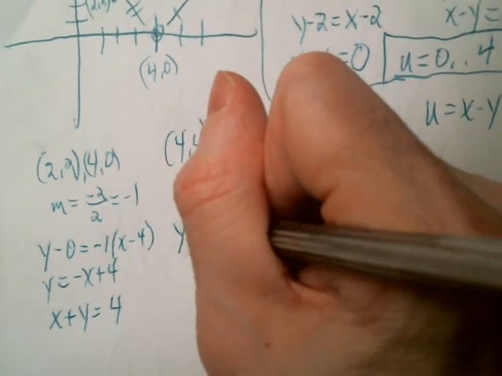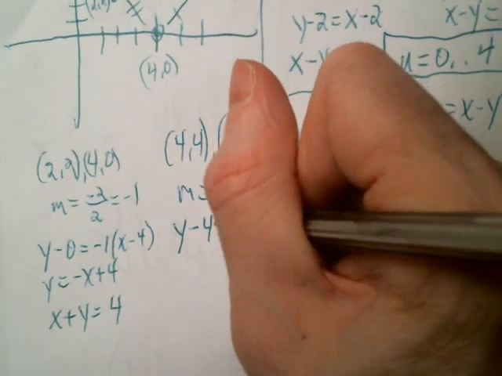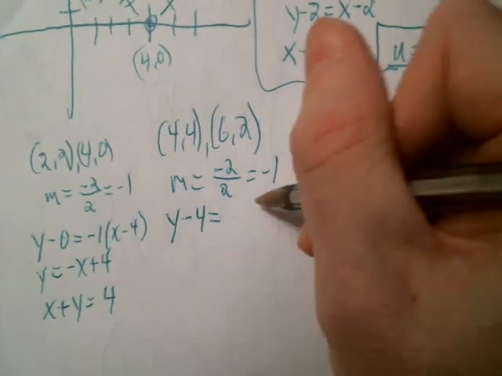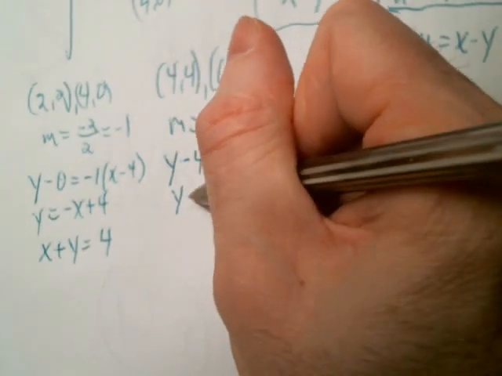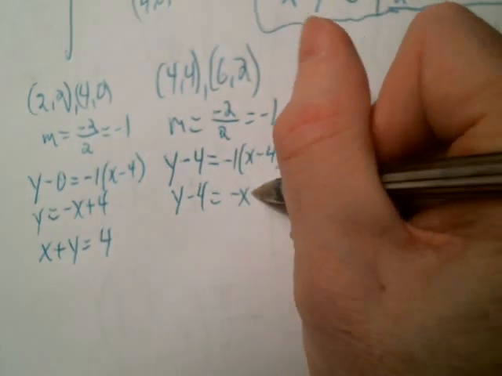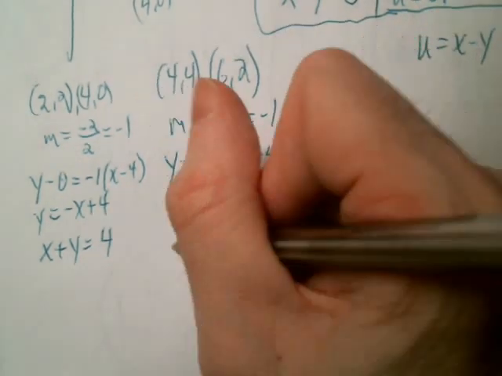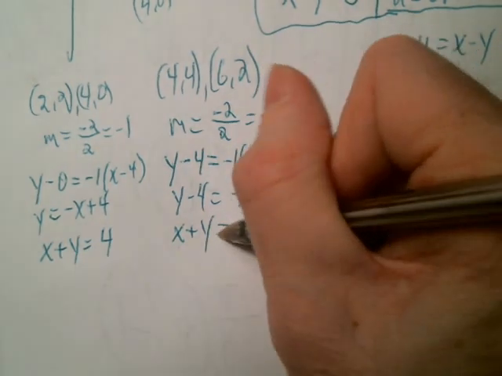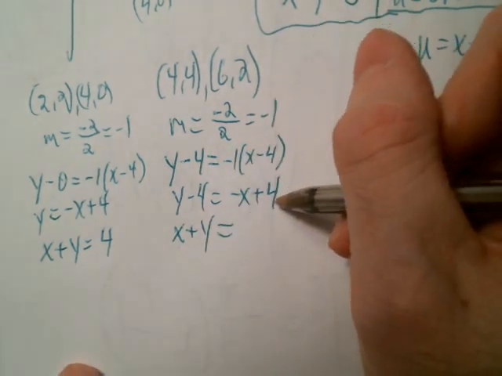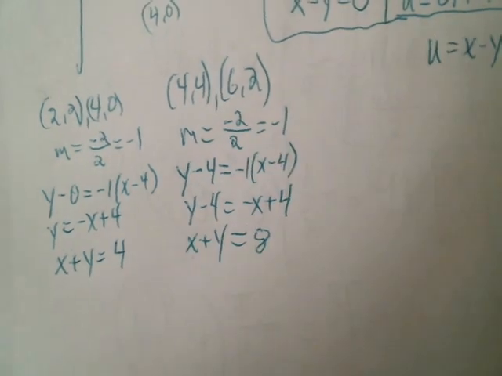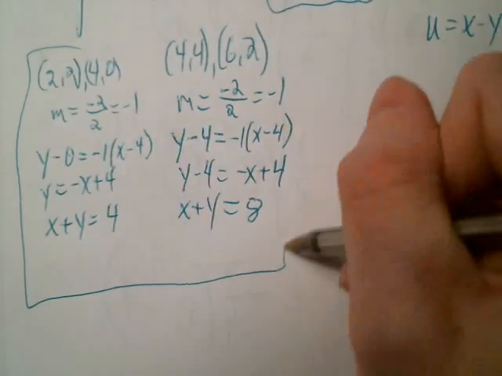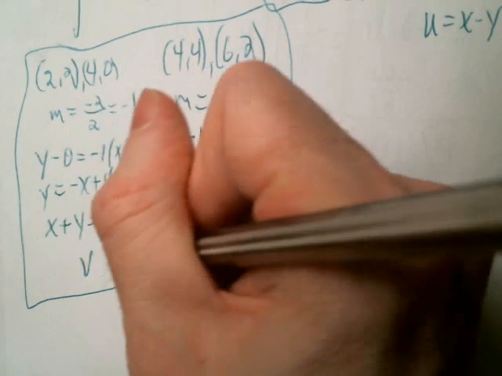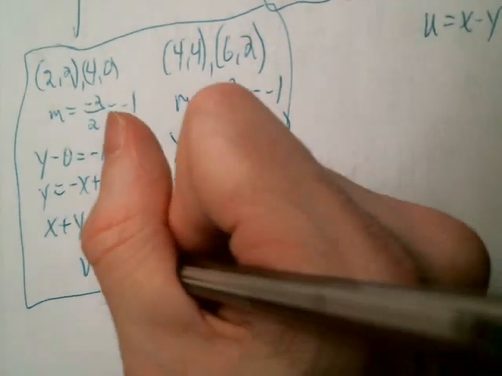And then I'll use the 4, 4. So y minus 4 is negative 1 times x minus 4. So I got y minus 4 is negative x plus 4. Add the x over, x plus y is equal to, what, 8? Okay. So that tells me the limit on my v part of the integral. v is going to end up going from 4 to 8.